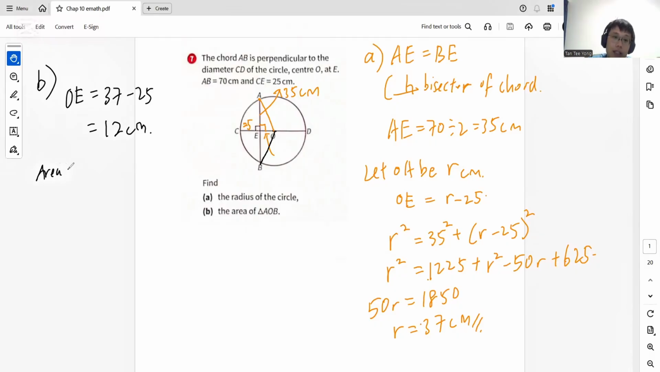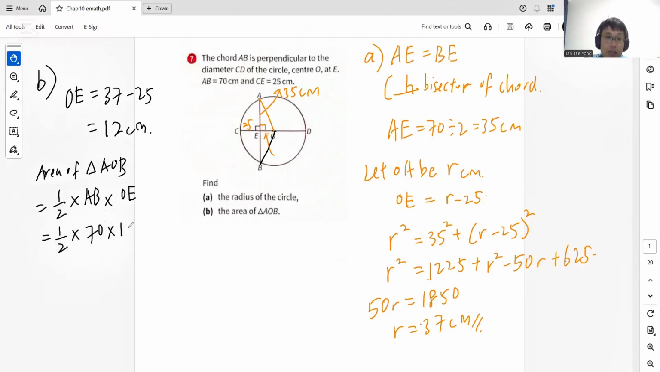So we can use half times base times height. Area of triangle AOB equals half times the base, let me write out the formula. The base is AB, and the height is OE. So half times AB, which is 70, times 12. Okay, so this will work out to be 420 cm squared. All right, so yes, this is it for question 7.